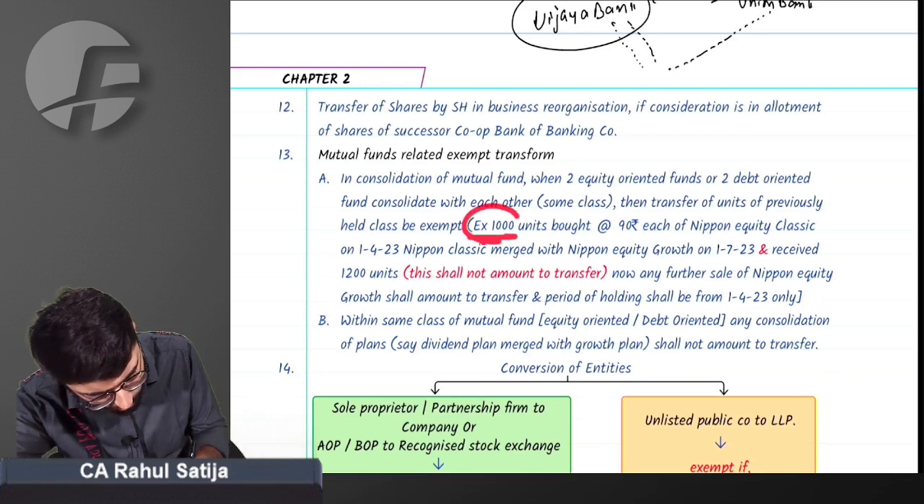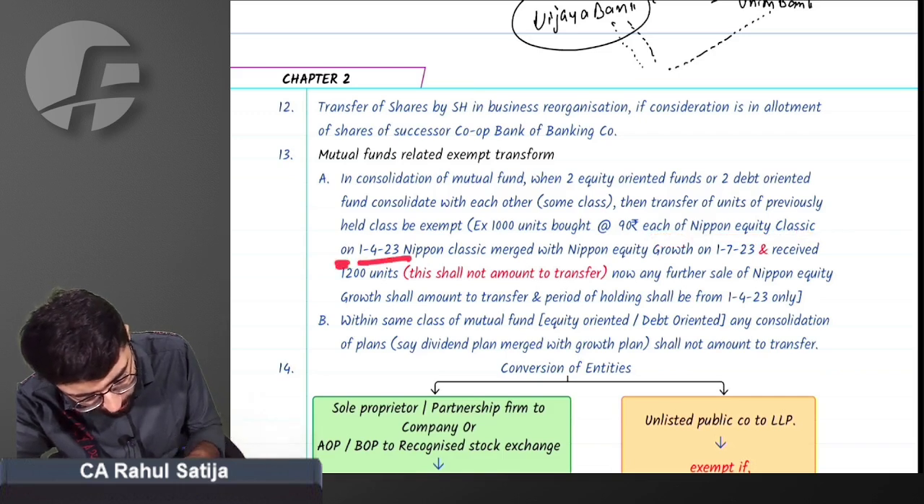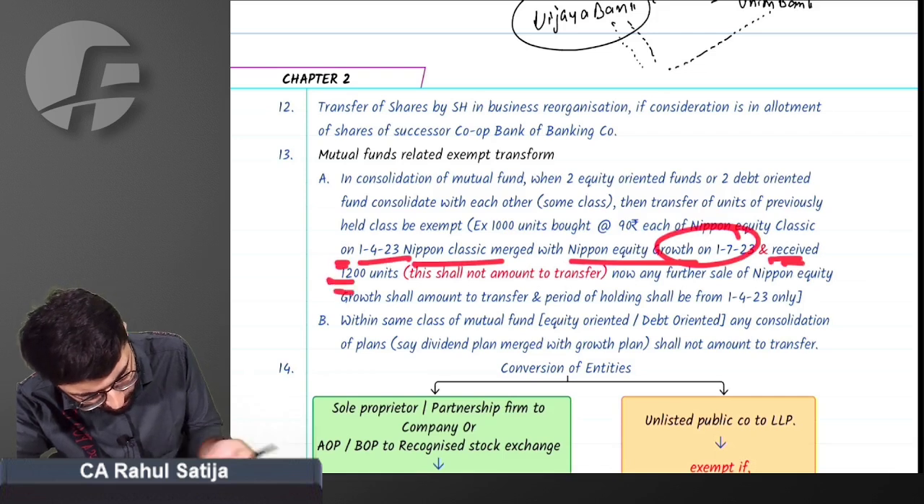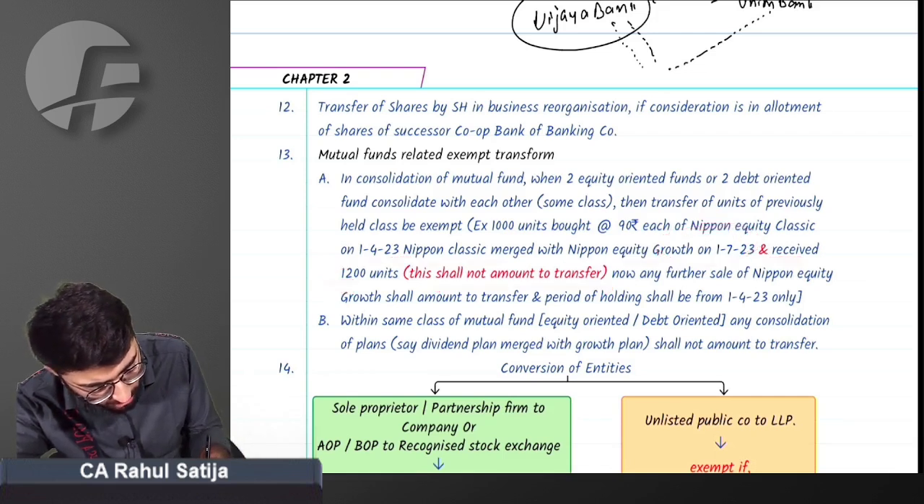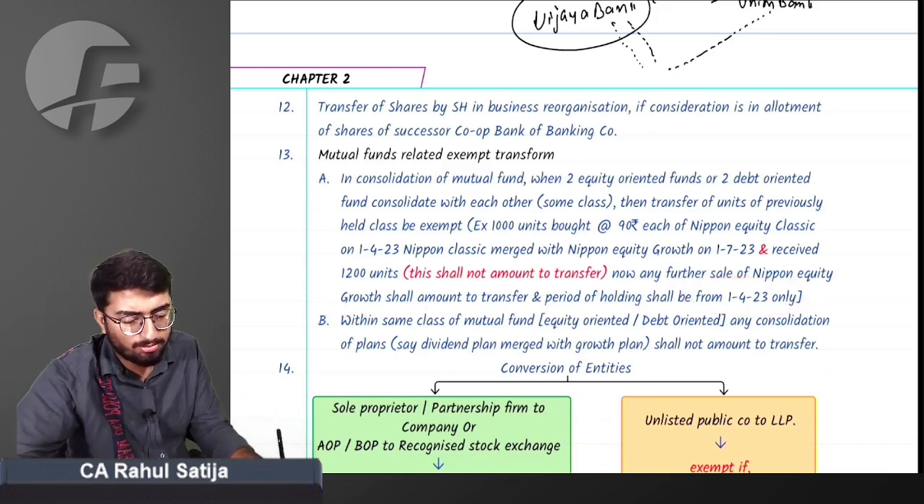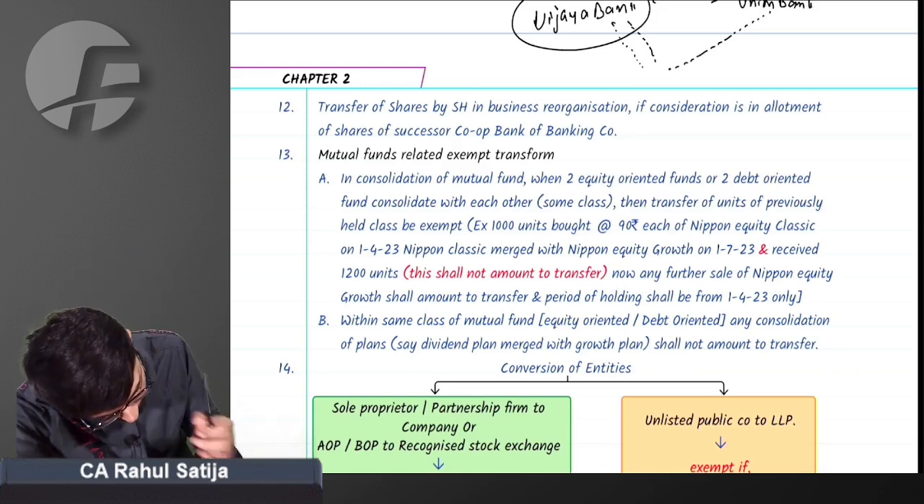For example, 1000 units bought for rupees 90 each in case of Nippon Equity Classic Fund. On 1st April 2023, Nippon Classic merged with Nippon Growth Fund and received 1200 units. This shall not amount to transfer. Now, any sale of further Nippon Equity Growth Fund shall amount to transfer, and period of holding will be considered from 1st April 2024 only. Did you get this point or not?